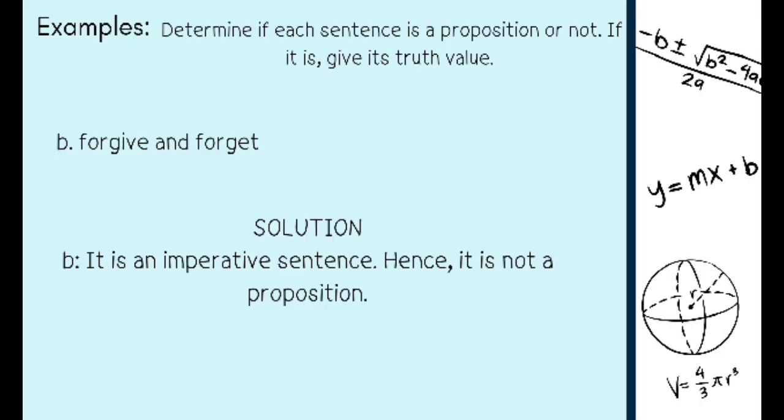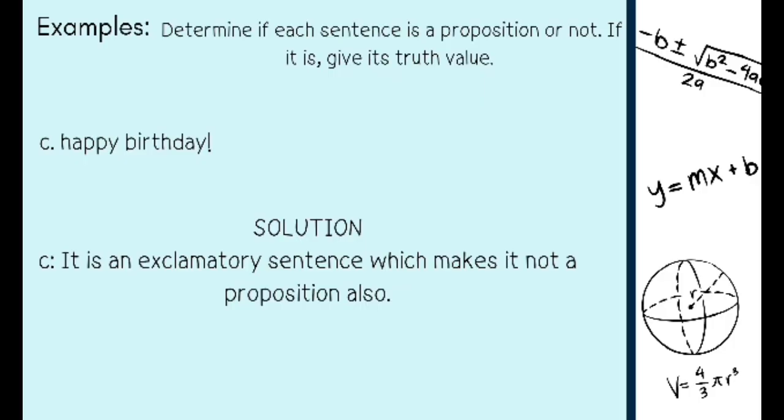B: Forgive and forget. This is not a proposition. It is an imperative sentence, hence it is not a proposition. C: Happy birthday. It is an exclamatory sentence, which makes it not a proposition also.